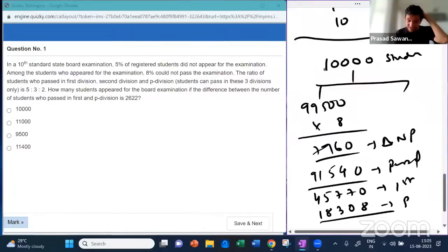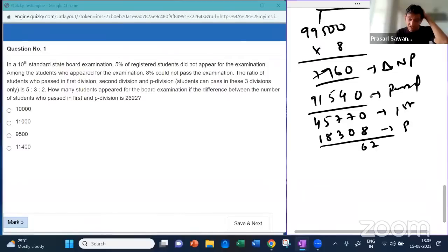I think this is the 10,000 is the number. 10 minus 8 is 2. 6 minus 0 is 6. 7 minus 3 4. 45 minus 18 I think is 27. 27462. Okay. क्या question है? Number of passed in first and P division is this 2622. 8 could not pass. 5 is to 3 is to 2 ना, so 5/10 of मतलब half of the total. 5% could not appear, 8% could not pass, वो appeared में से, which is fine. 7960 could not pass.